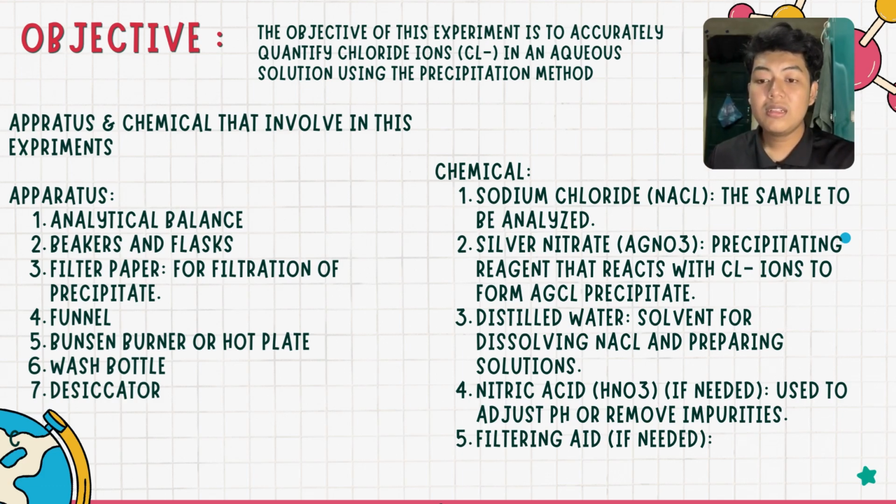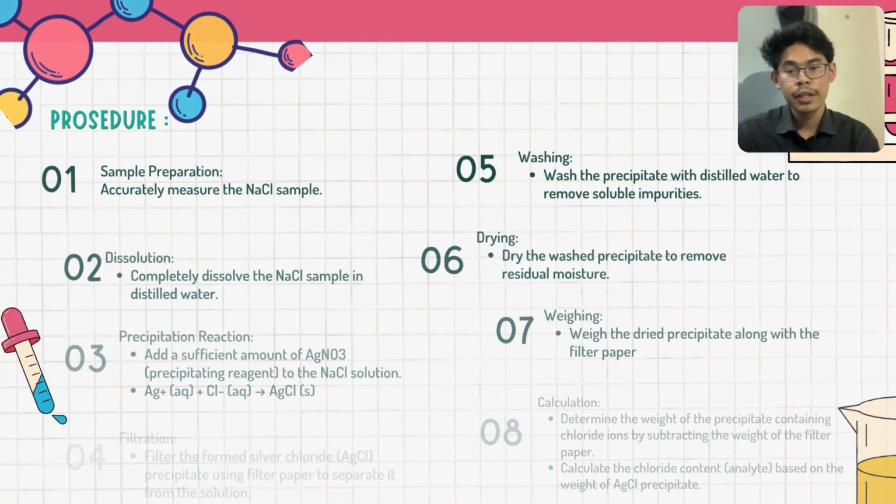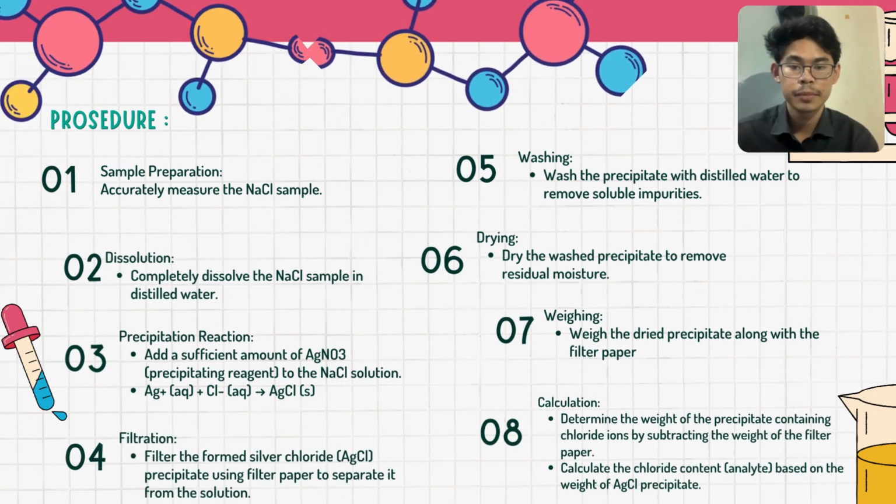Number 4 is nitric acid, used if needed to adjust the pH or remove impurities. The last one is filtering aid. These are the procedures for the experiment.